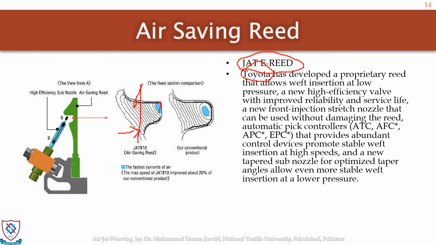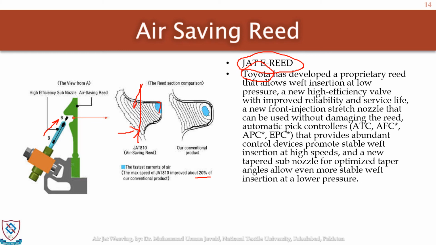the weft to be placed exactly against the walls, and they are suggesting that because of this reduction of the edge inside, they can also place the sub nozzle at a little more height, which brings it closer to the reed, and they are claiming that 20% less air would be required using this technology. So I showed you two research studies here.